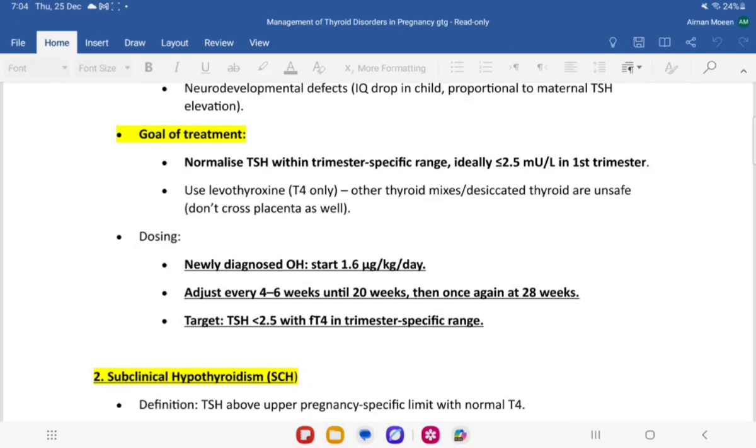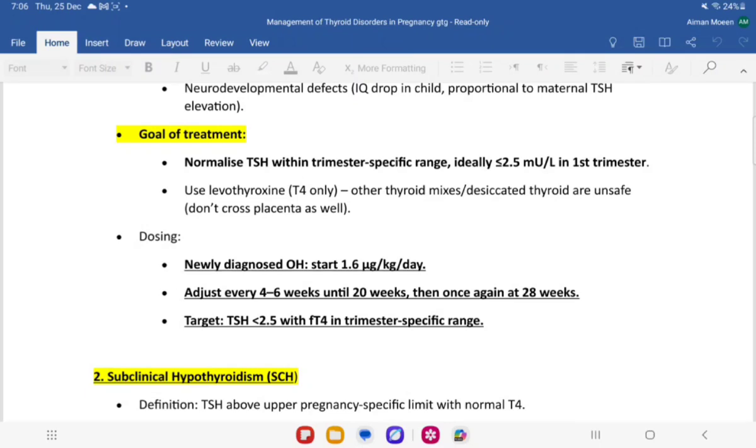If overt hypothyroidism is diagnosed during the pregnancy, then you need to start 1.6 microgram per kg per day of the levothyroxine. Okay, so if you have overt hypothyroidism that is diagnosed during pregnancy, focus on these doses, but later on I will make a table for you. It will help you understand all this Green-top guideline related to hypothyroidism in one go. So bear with me for some time because you need to stay focused, right?